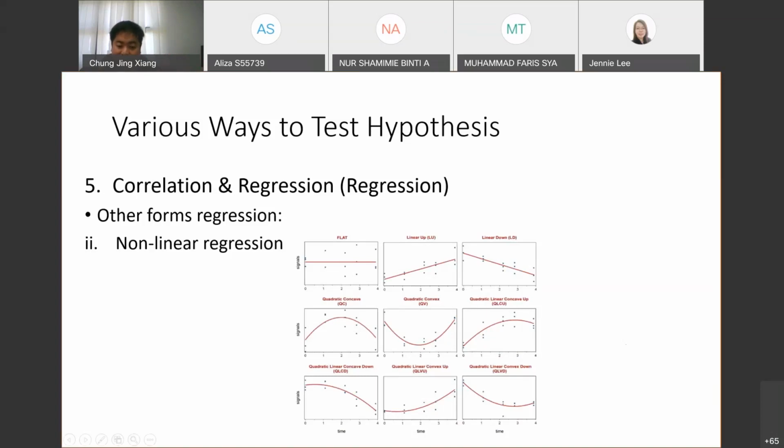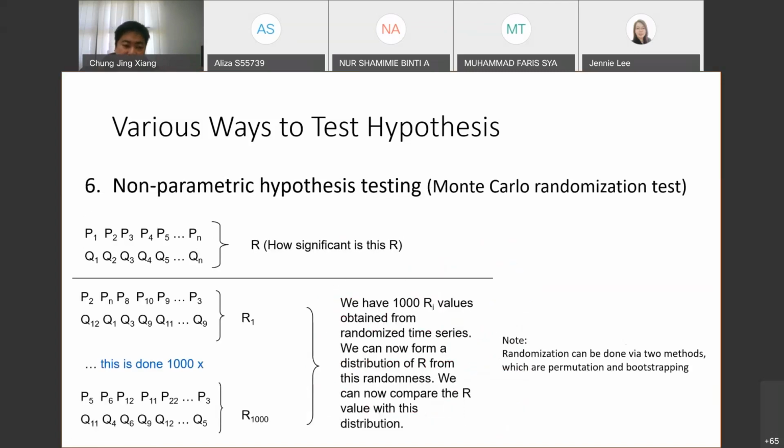By right, I want to end the class here, but I just remembered this morning there's one very important thing: non-parametric tests. The previous 5 different tests that we just discussed are known as parametric tests. Parametric tests are tests that have assumptions.